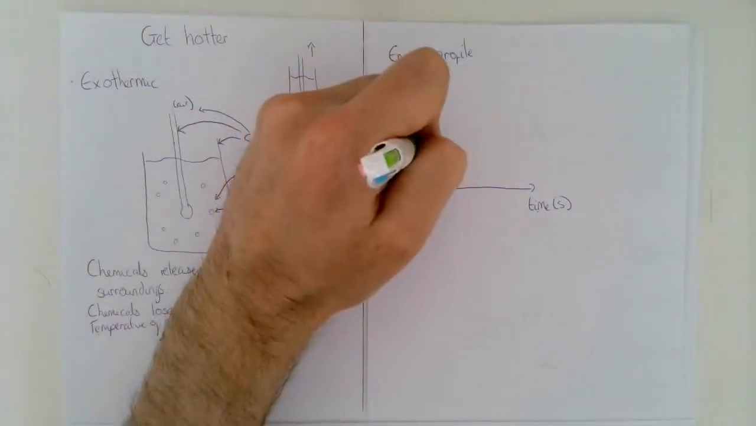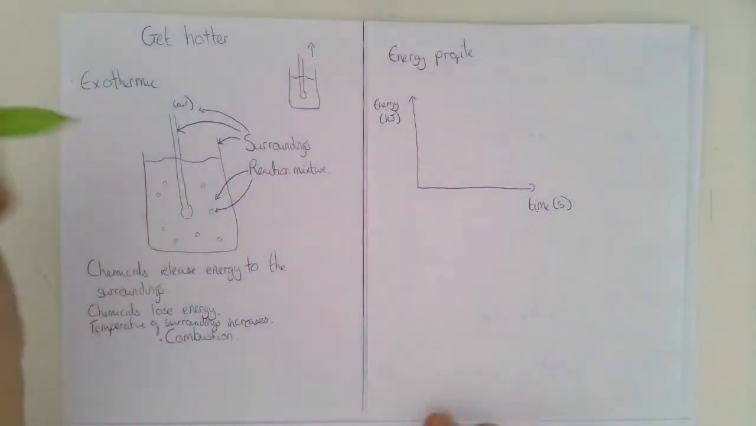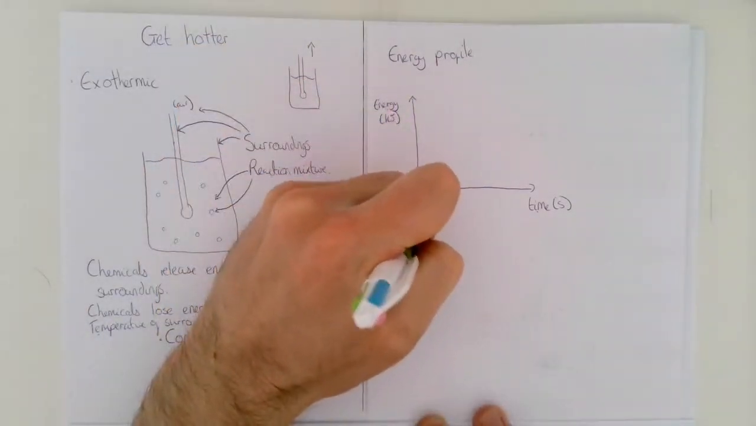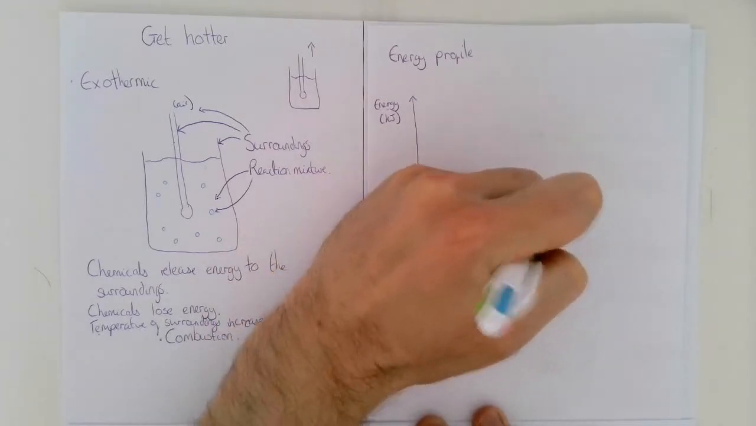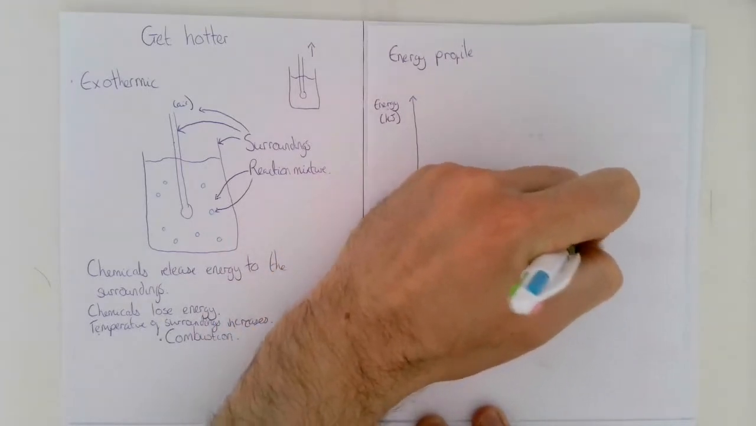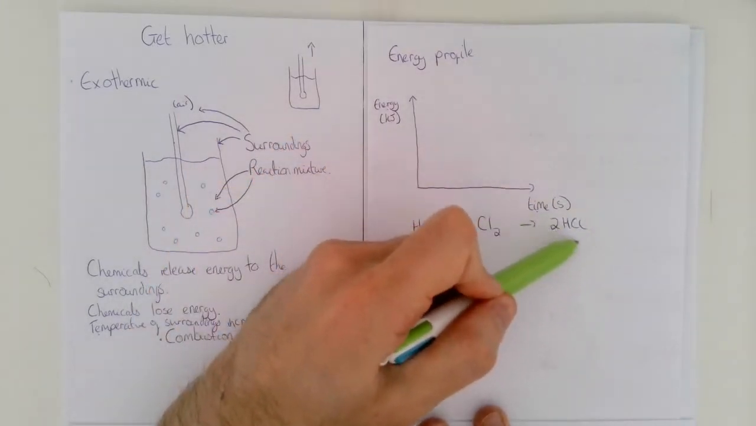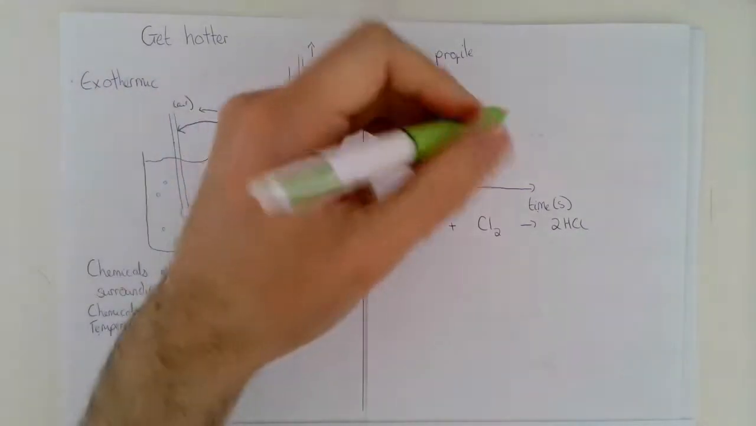So let's imagine I've got my reaction. I'm doing an exothermic reaction. So let's think of an example of an exothermic reaction. This is an example of an exothermic reaction. When hydrogen reacts with chlorine to make hydrogen chloride, it is an exothermic reaction, which means the chemicals release energy to the surroundings.